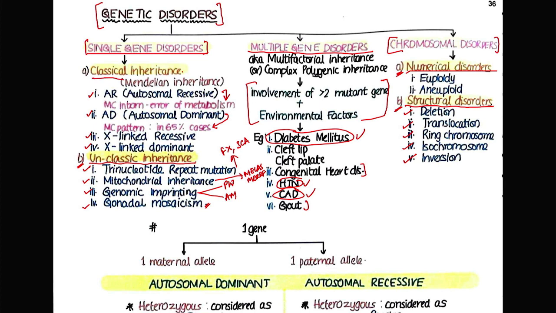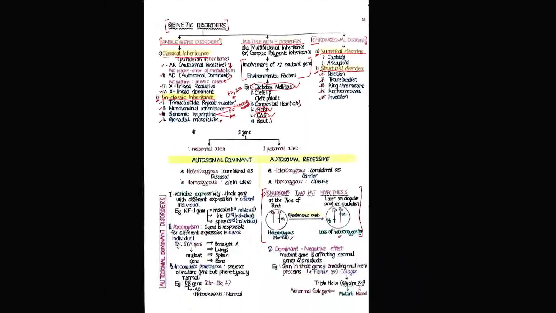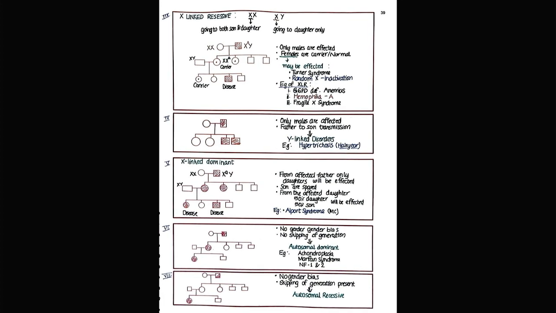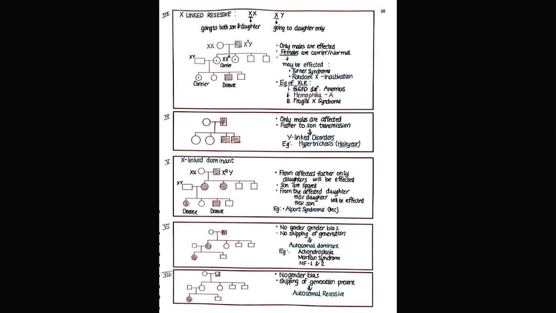Now, classical inheritance: autosomal recessive, autosomal dominant, X-linked recessive, X-linked dominant. These can be studied with the help of pedigree, but I am not going into the details. You can always pause the video and read on this page that there is X-linked recessive, X-linked dominant, autosomal recessive, and autosomal dominant. 4 patterns. There are Y-linked disorders also given. So pause the video, read this page. You will read the classical inheritance, Mendelian inheritance.